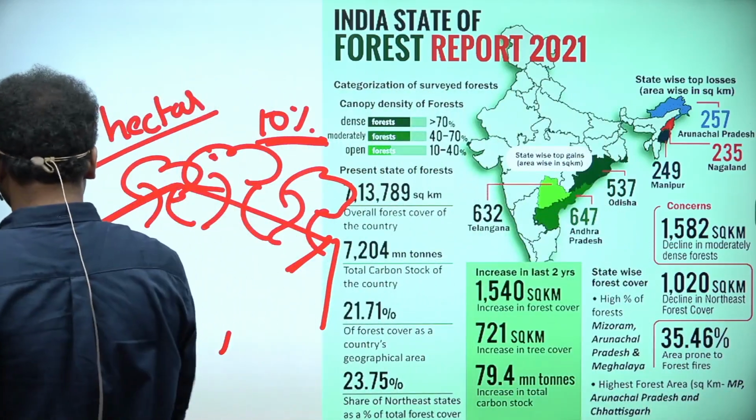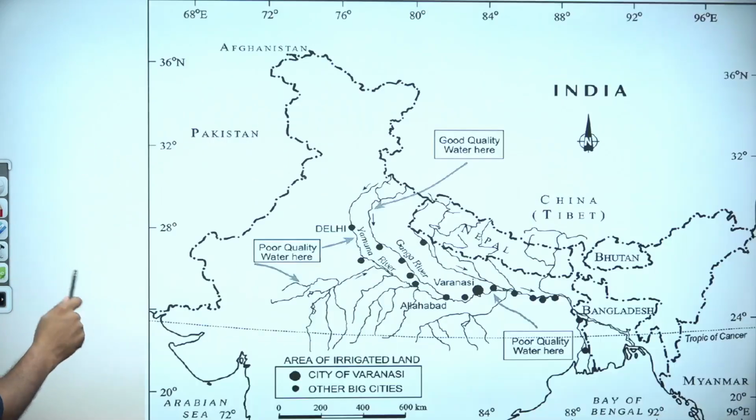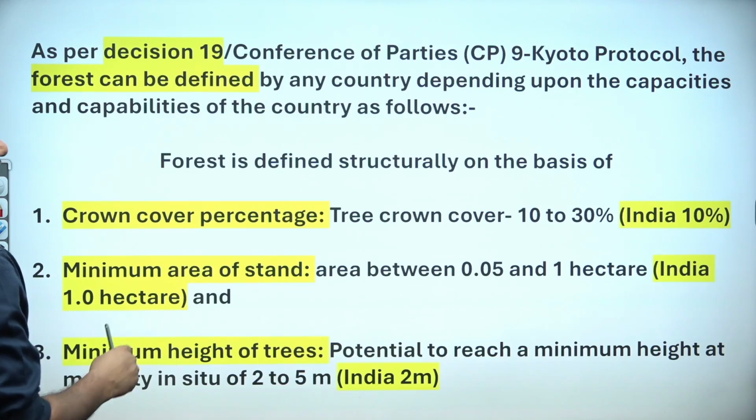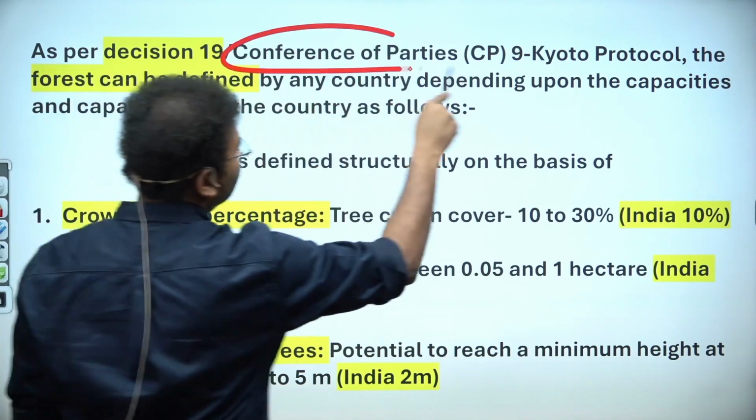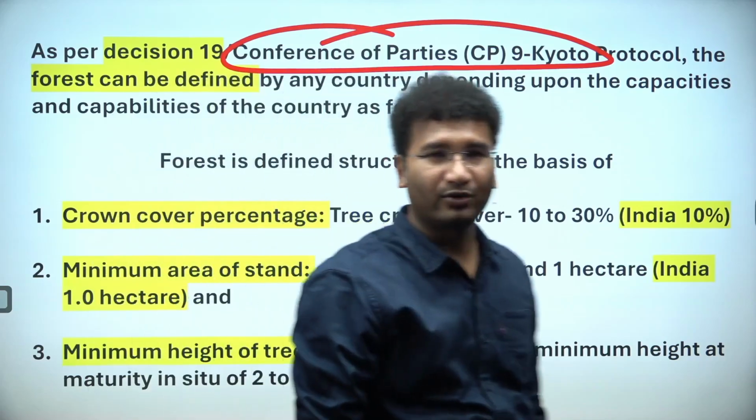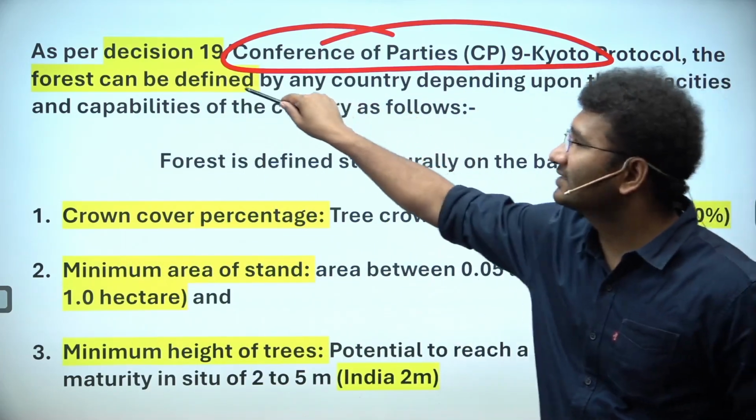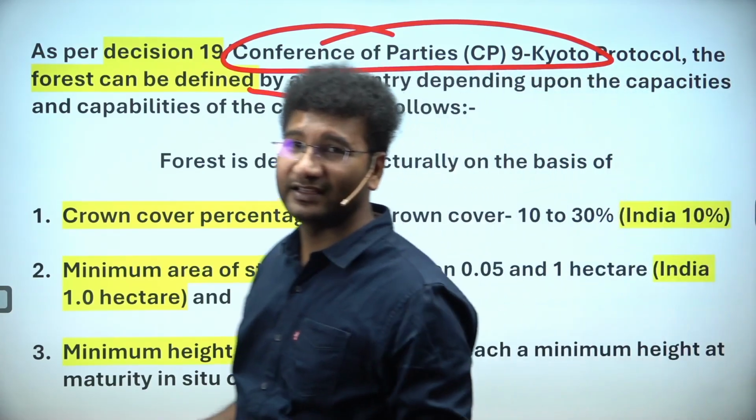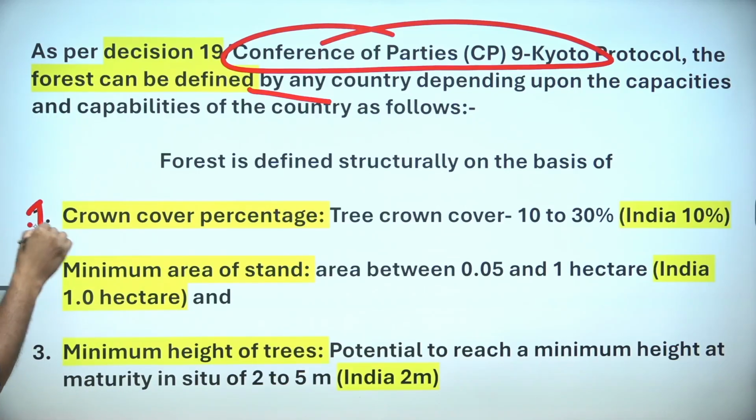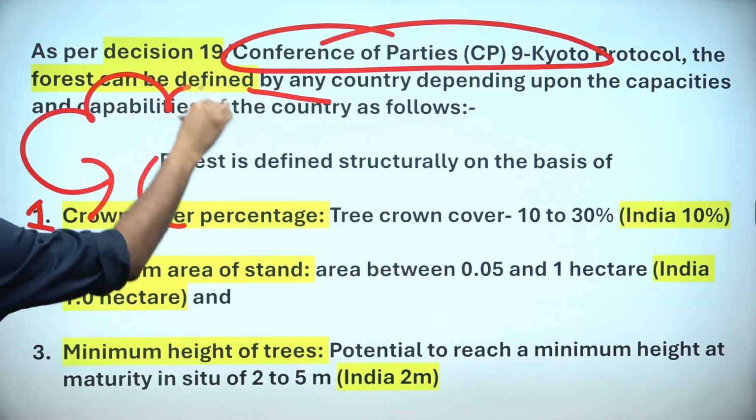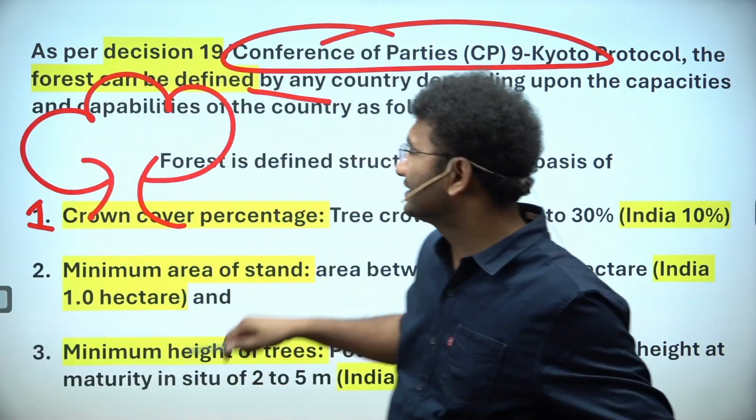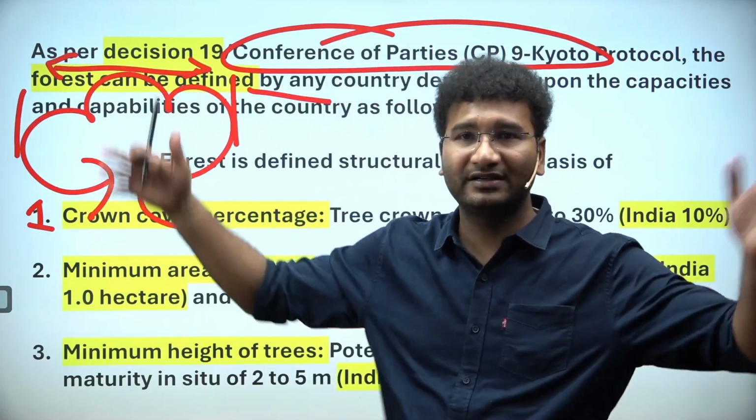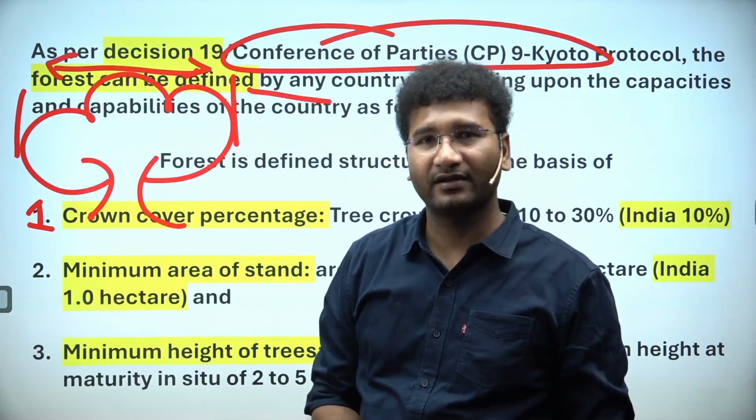These are some fundamental questions. To deal with these questions, firstly, the definition of the forest is something which you need to know. Let's try to understand what is the definition of a forest. See, the definition of a forest was given with respect to the Conference of Parties, Kyoto Protocol, COP 9. In this, a forest can be defined by 3 fundamental entities. The first fundamental entity is your crown. What do you mean by crown? If suppose this is your tree, this is the crown. The tree cover is considered to be the crown.